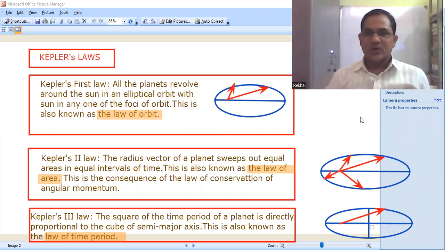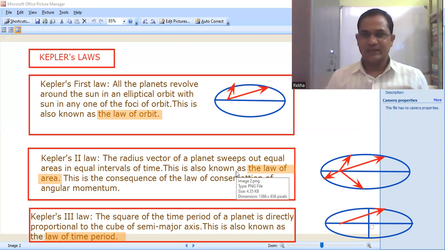In the present class, I am going to discuss the topic Kepler's laws. There are three laws proposed by Kepler: Kepler's first law, second law, and third law. Kepler's first law talks about the shape of the orbit in which the planet is revolving. The second law talks about the law of area, the areal velocity of the planet. The third law describes the time period.